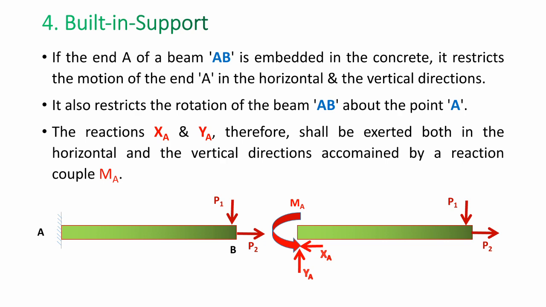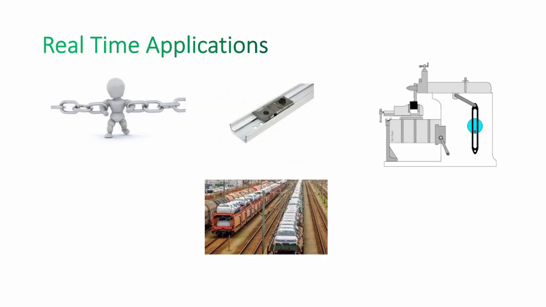So what will happen in this case, because of P1, that load, because of the distance, there is a moment arm existing between P1 as well as the point A. So automatically a moment is generated. That's why that reaction we have shown, that is the MA here. The next one, you can see the real-time applications here.